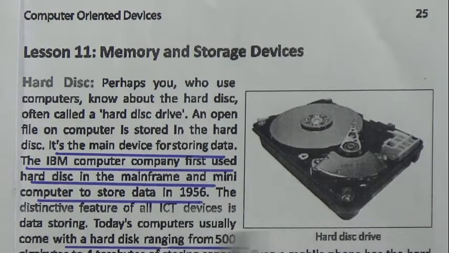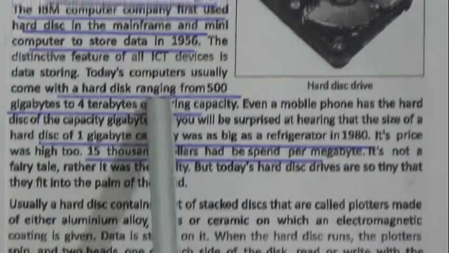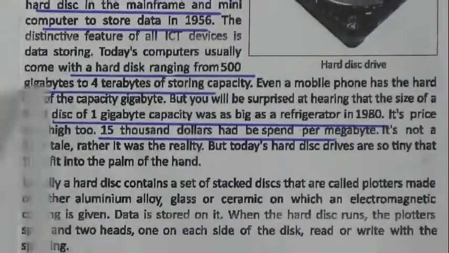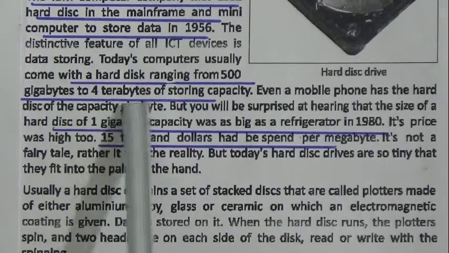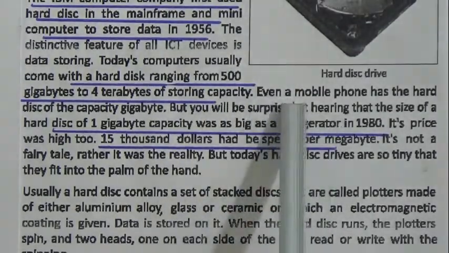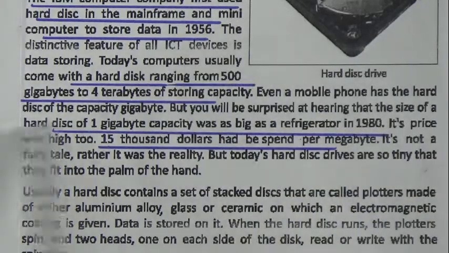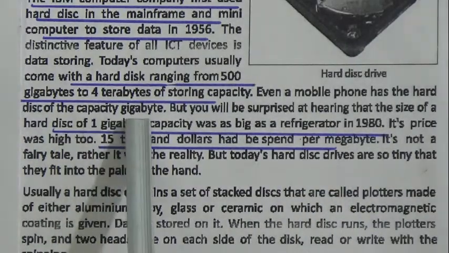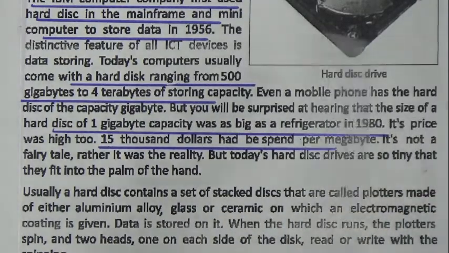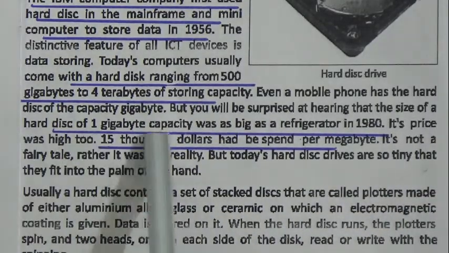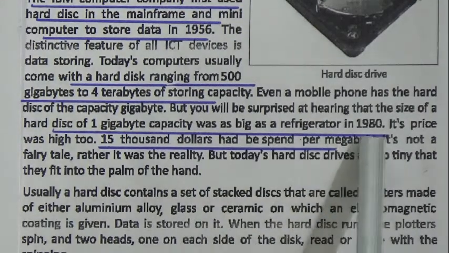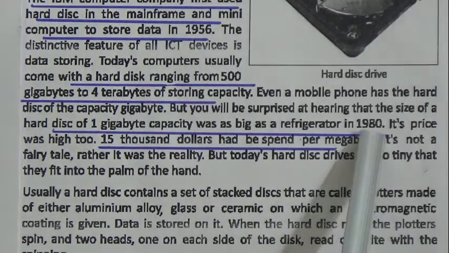Today's computers usually come with a hard disk ranging from 500 gigabytes to 4 terabytes of storage capacity. Even a mobile phone has a hard disk with gigabyte capacity. But you will be surprised to hear that a hard disk of 1 gigabyte capacity was as big as a refrigerator in 1980.